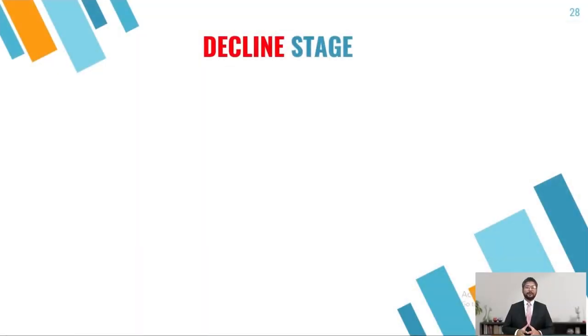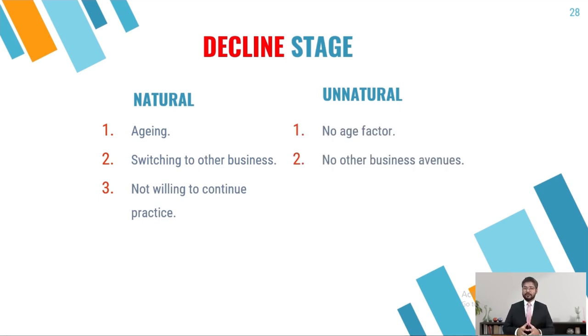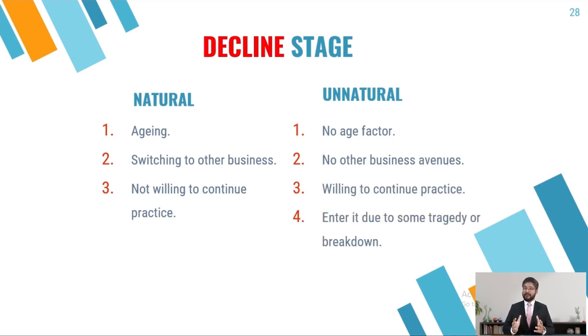Now let's move on to the last stage of dental practice, decline. There are two ways you can get into the decline stage, natural or unnatural. The natural way is when you age or shift to some other business and don't wish to continue practice anymore. Now this is willingly, that you don't want to continue. The unnatural way is that you want to continue practice. There is no age factor or other business avenues. Still, you end up in a decline stage because of maybe a tragedy or something else. No matter which way you enter the decline stage, the end result is the same, either closing down or handing over practice to someone else if you don't revive it.